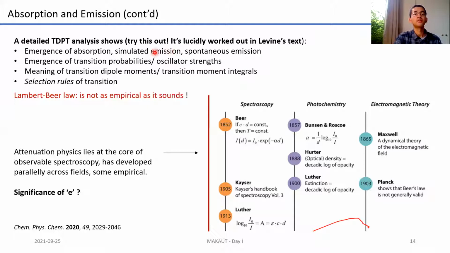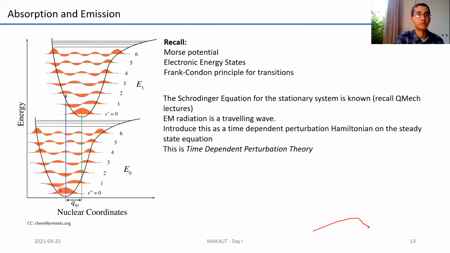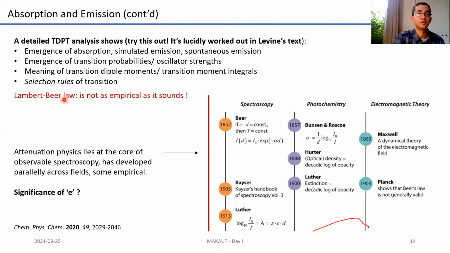So if you do this, you come up with these coefficients of absorption, which are related to transition probabilities or oscillator strength. And you'll find out the meaning of what is known as transition dipole moment or transition moment integrals. So what are transition dipole moments or transition moment integrals? They're a measure of the probability of transition. And you'll find out that this measure of probability of transition is very similar to what are known as absorption coefficients in spectroscopy, at least in practical spectroscopy.